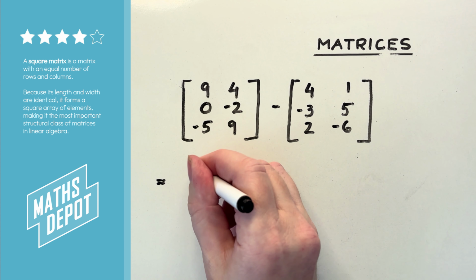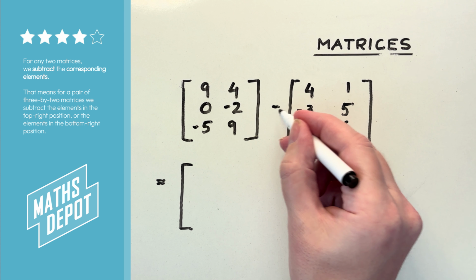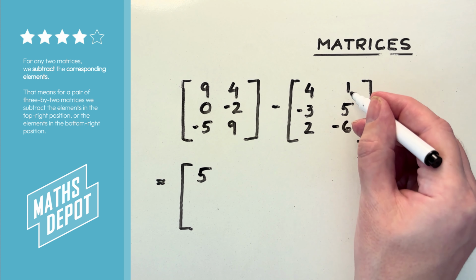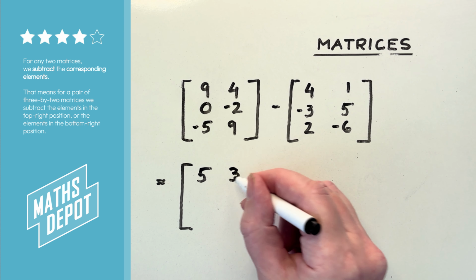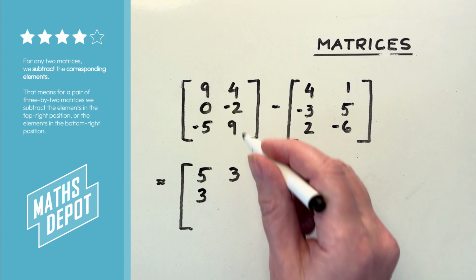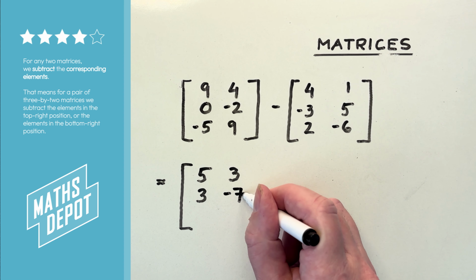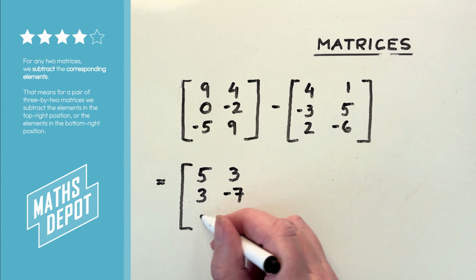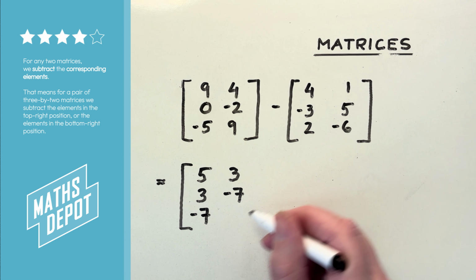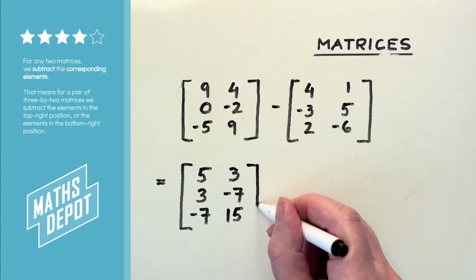For any two matrices, we subtract the corresponding elements. That means, for a pair of 3 by 2 matrices, we subtract the elements in the top left corner and the elements in the top right corner. We can either include the subtraction step in our working or simply do the arithmetic in our heads. Remember that subtracting a negative number increases the number we're subtracting from, with the overall effect the same as adding.